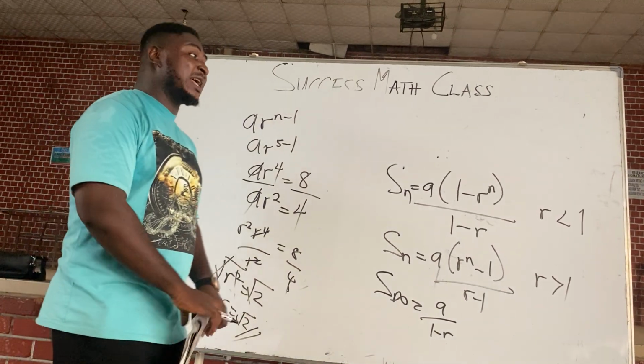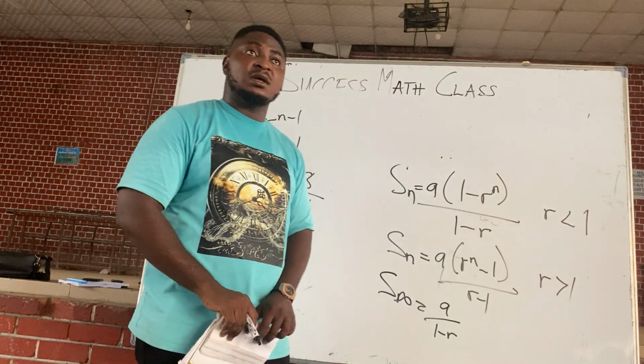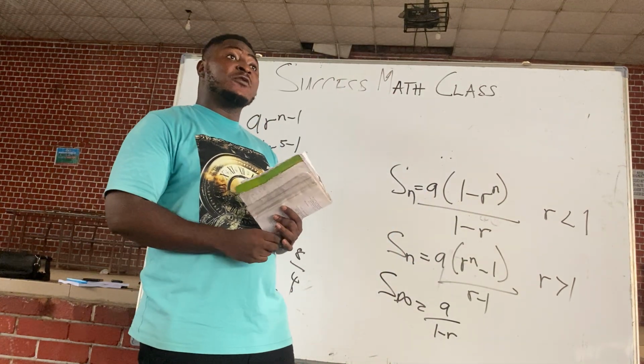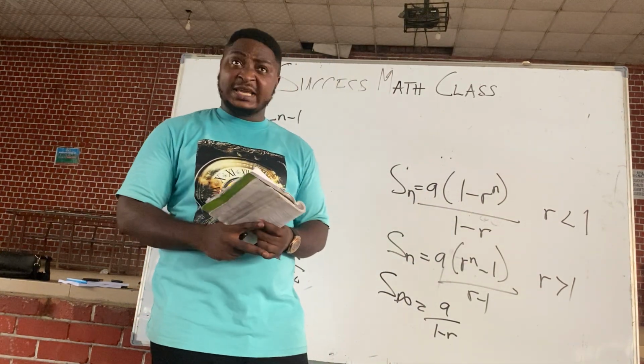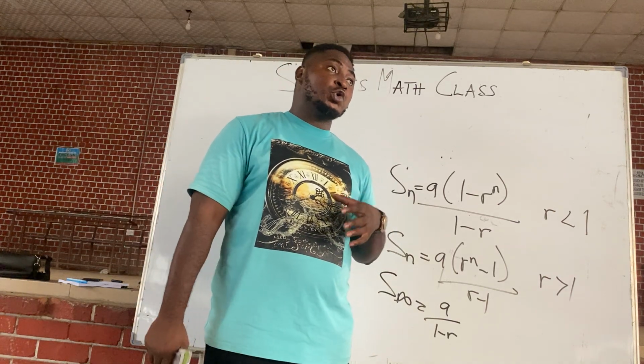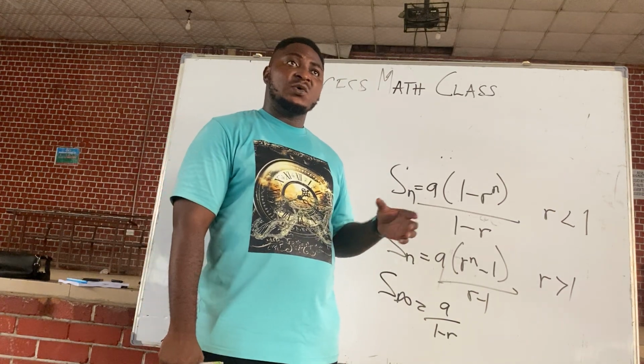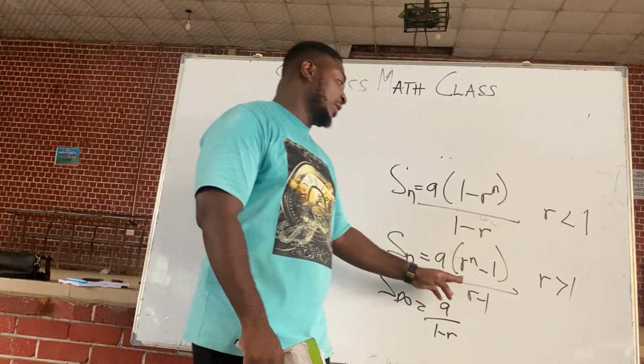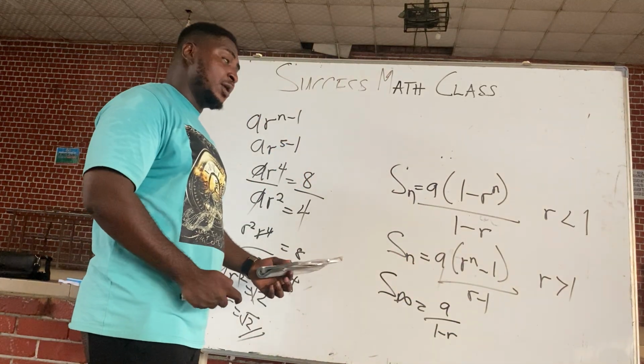Class, is root 2 less than 1 or greater than 1? It's greater than. The square root of 2 is 1.414. If you find the square root of 2, you have 1.41, which is greater than 1. So you're going to use the second formula, the sum of n terms.